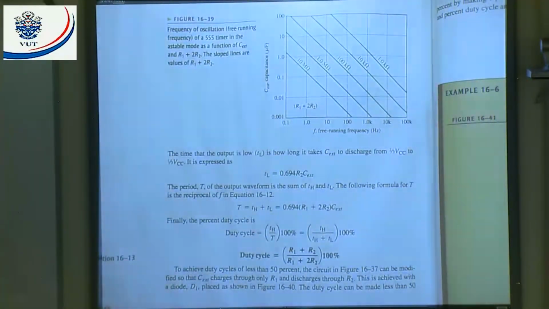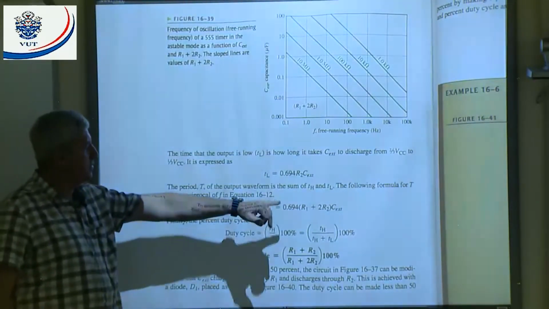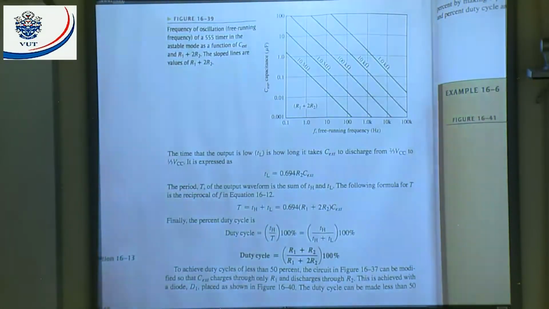They say the frequency of oscillation, free running frequency of a 555 timer astable, as a function of C external and R1 plus 2R2. The slope lines are values of R1 plus 2R2. That means you can read off your frequency or your resistor and capacitor values there. There they give us the formula for the period. The period is the high state plus the low state.